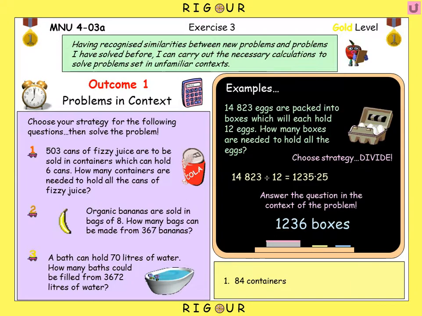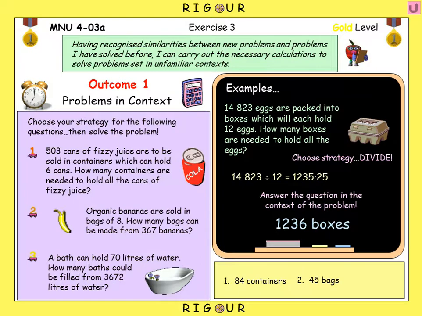So number 2, what we've got there is another divide. So how many bags can be made? Well, once you divide you get 45.875, so that means 45 and a bit bags. You can't get a bit of a bag, so it's going to be 45 full bags. You had to round down that time because of the context of the question.